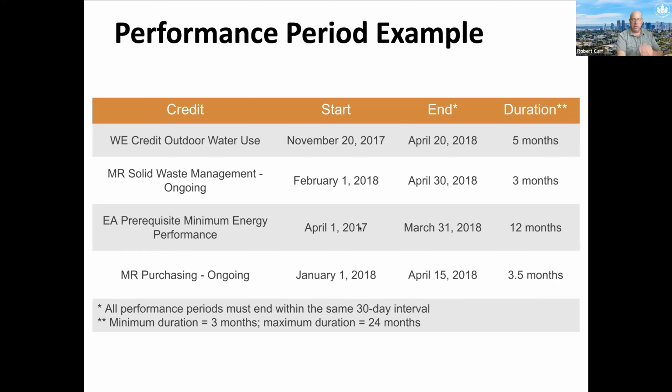So again, here's an example of what they're talking about. The indoor and outdoor water use, they started tracking the data in November and ended on April 20th. Solid waste, ongoing waste management, ended April 30th, so we're pretty close. It's 3 months of duration. March 31st, that's energy performance, and then April 15th. So they all basically end within a month of each other, and that's 12 months of energy data. So that's what you're looking at. And if your performance data doesn't do that, they will find it. They will make sure that all your data meets that performance period requirement.